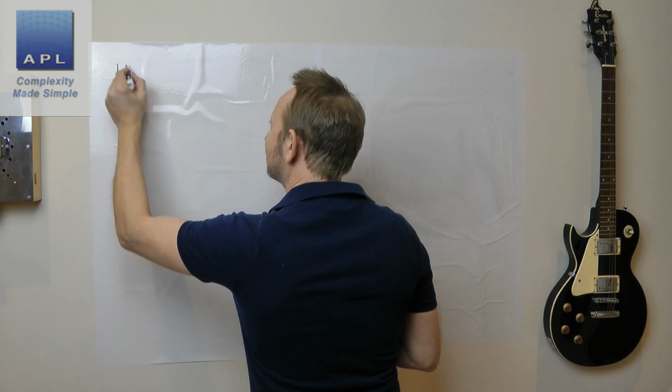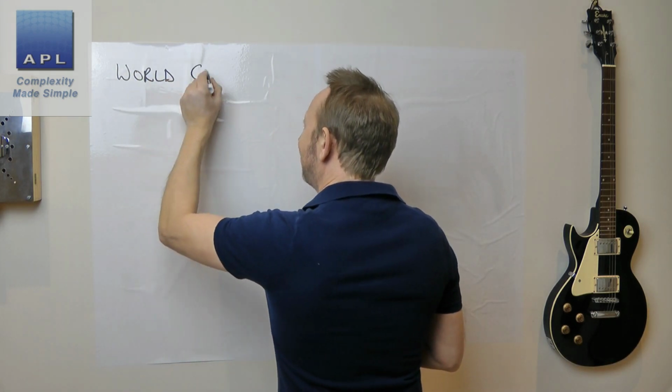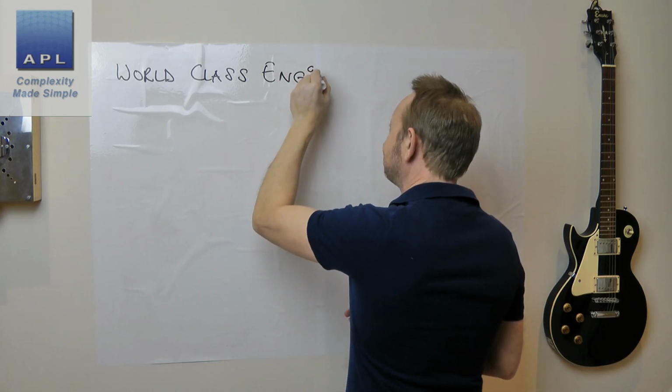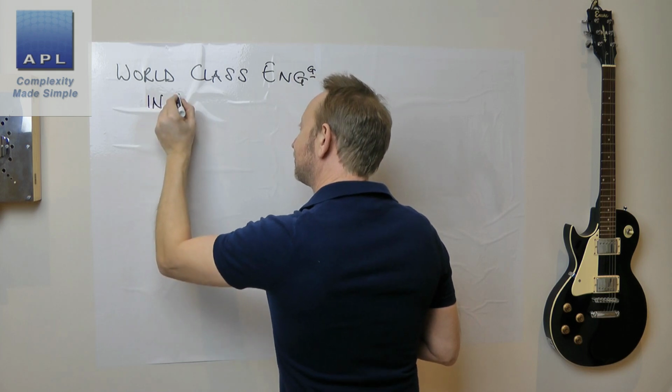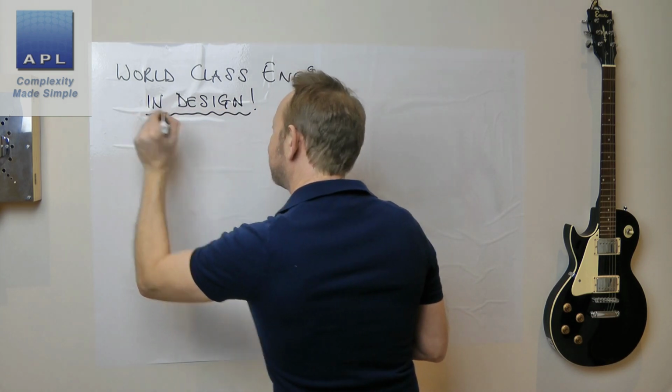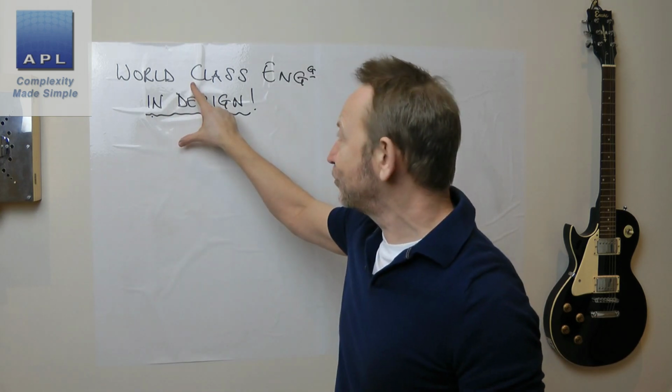So we are going to talk about world-class engineering in design. So you might call this Design for Six Sigma if you really wanted to, but because people don't understand what Six Sigma is, people don't understand what a black belt is capable of. They don't understand what black belt training is about. It's about creating a world-class engineer. We're going to call it world-class engineering.